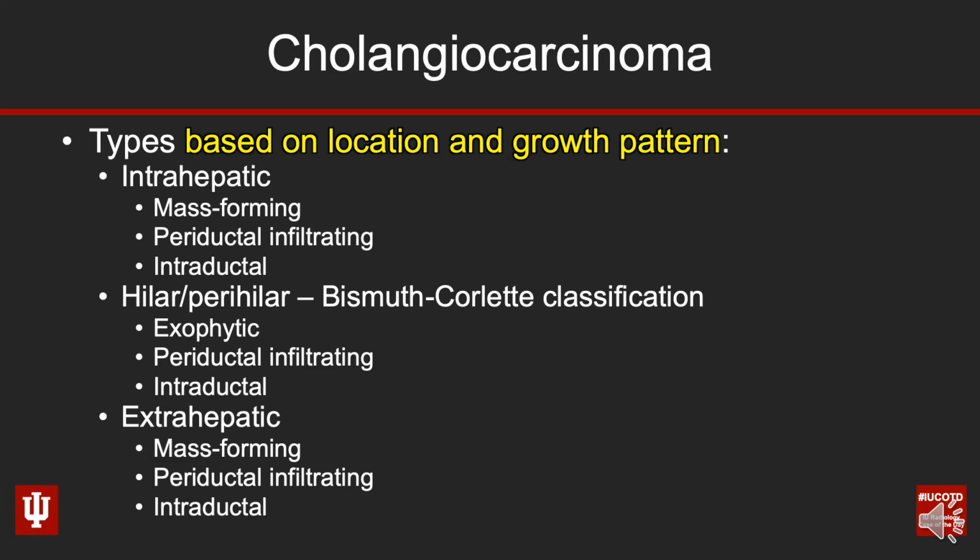A common classification system used for perihilar cholangiocarcinomas is the Bismuth-Corlett classification, which essentially asks which ducts are involved, such as the left or right hepatic duct, the common hepatic duct, or the common bile duct. In terms of growth pattern, they are described as either mass-forming, periductal infiltrating, or intraductal.